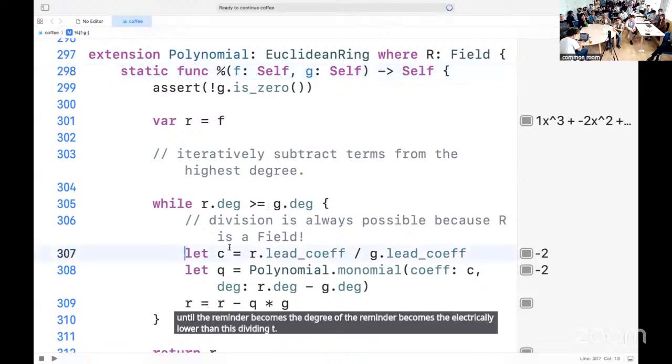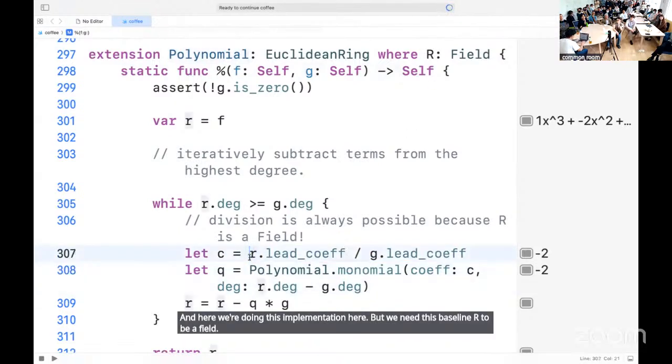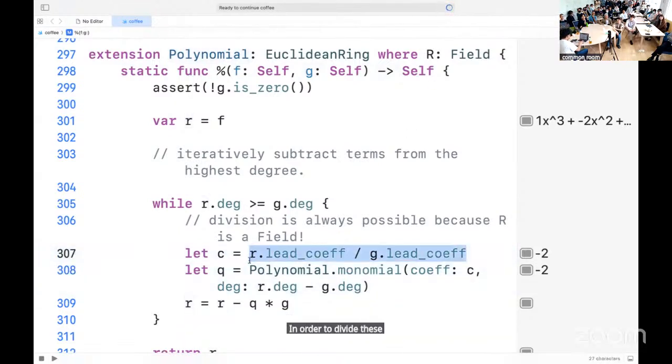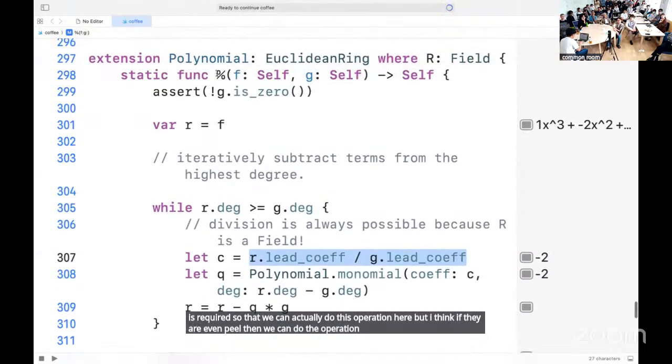Here we're doing this implementation, but we need the base ring R to be a field in order to divide these lead coefficients. So R being a field is required so that we can actually do this operation. But if R is a field, then we can do this operation and define this remainder operation like this.